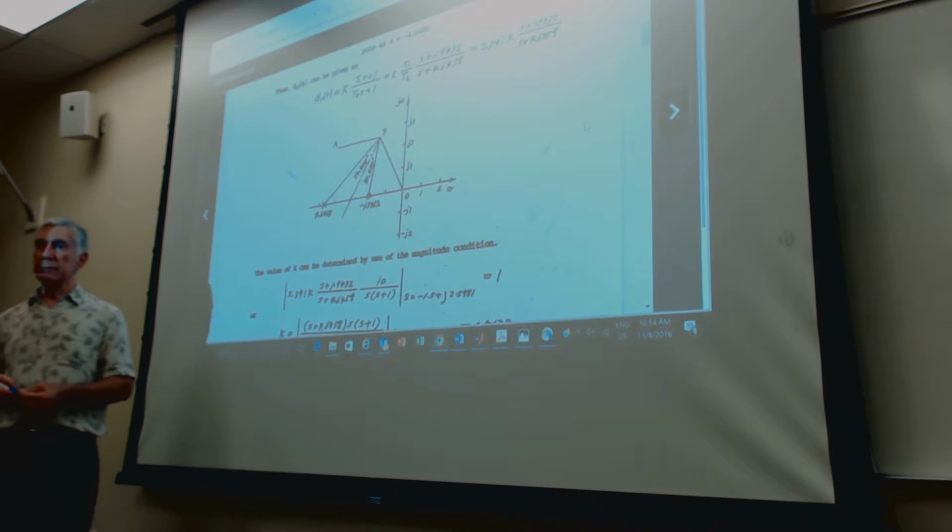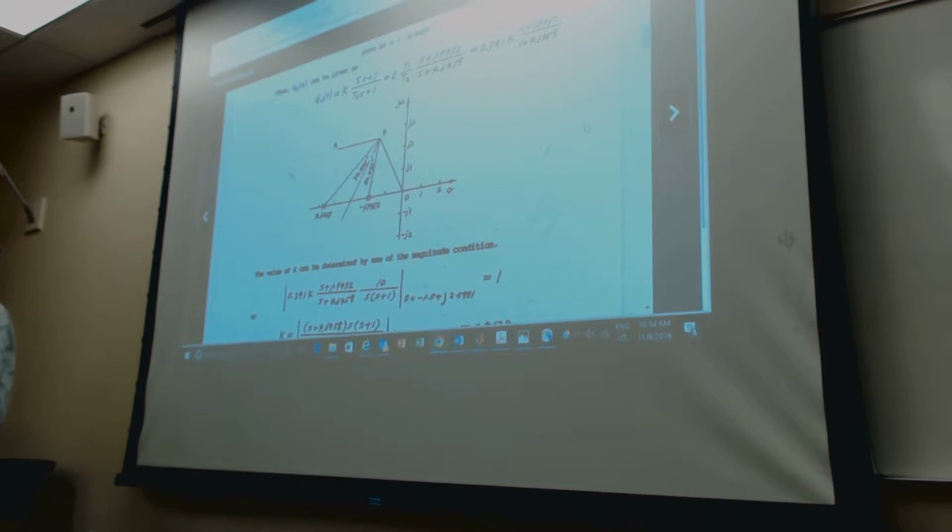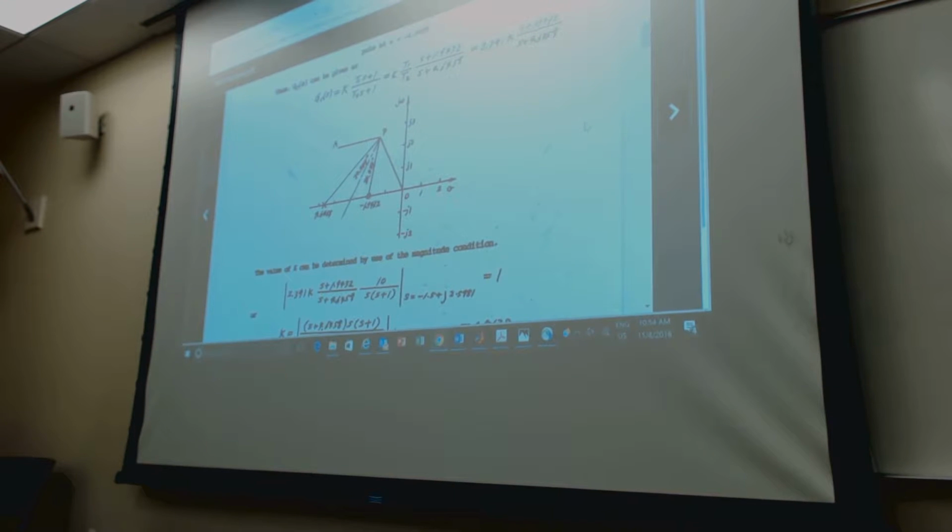Would you say that we need to apply this method on the test? You should be able to apply both methods. This is for lead compensation. Any other questions you have about what to expect on the exam?